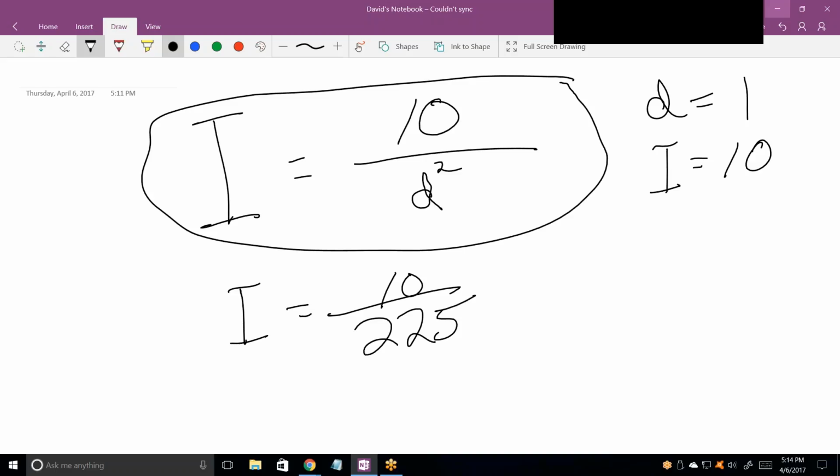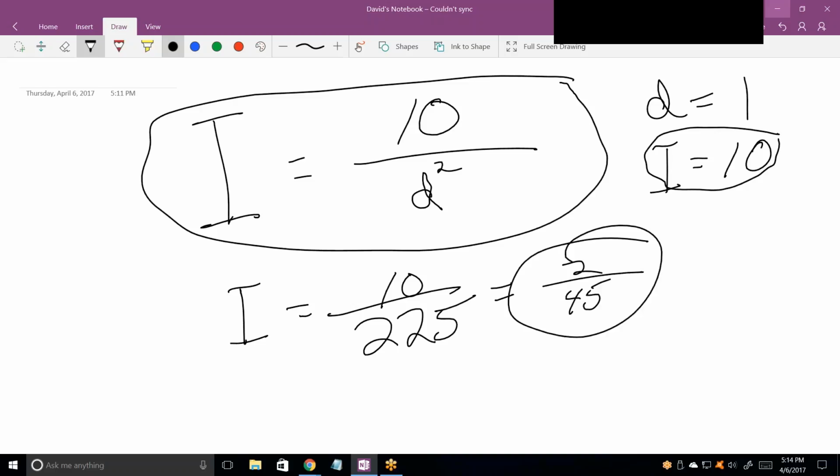In the last case, when we were sitting only a meter away, we had an intensity of 10. Now our intensity is, I can divide both of these by 5, so I get 2 over 45. So our intensity is down to 2/45. That's a huge drop-off. That's why everybody pays the big bucks for the front row.